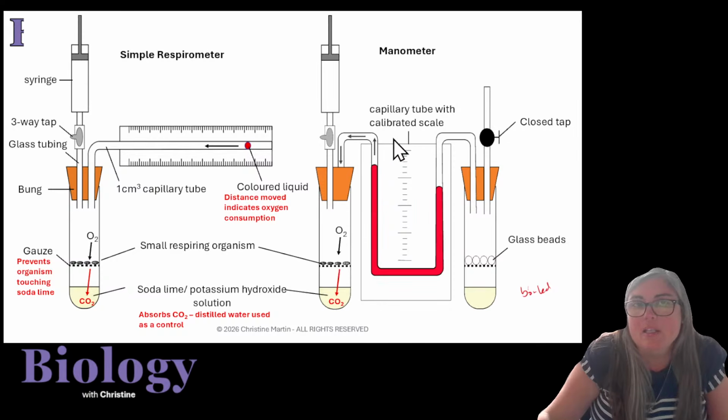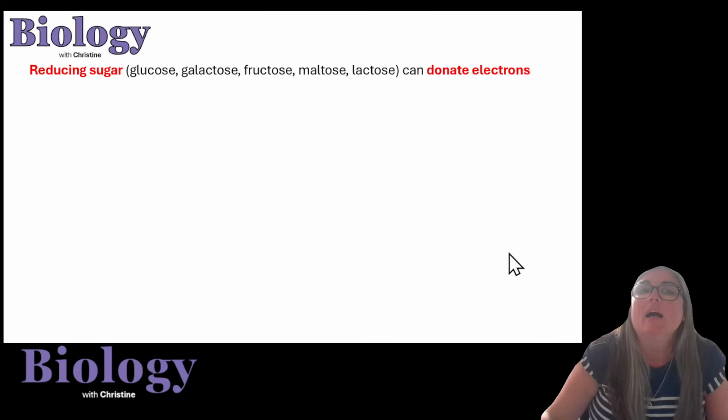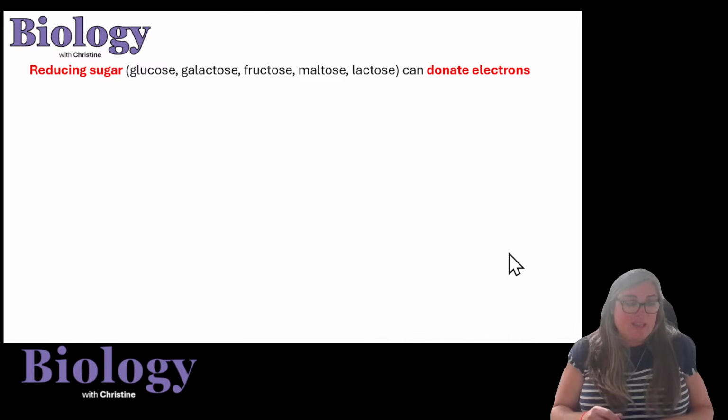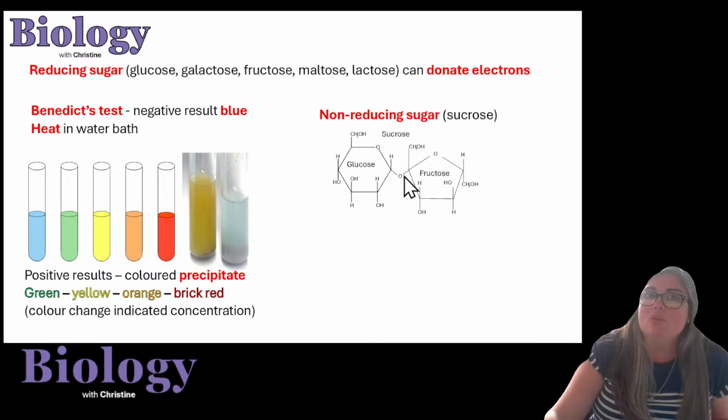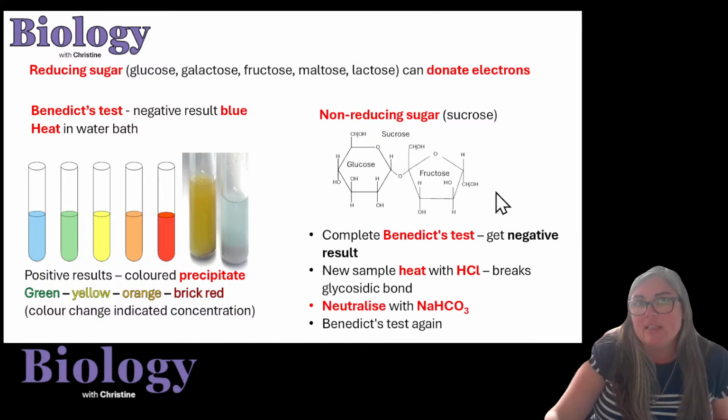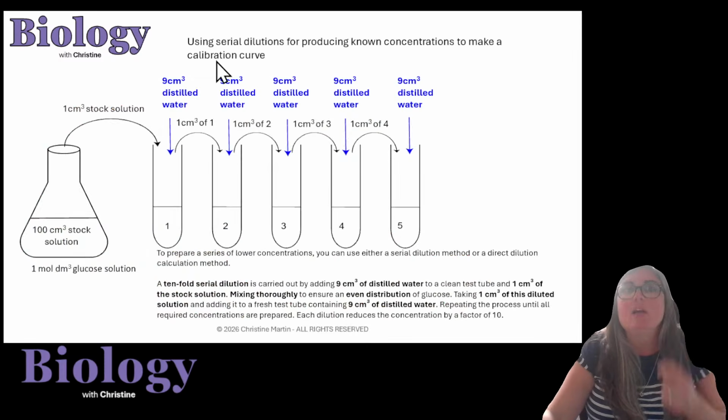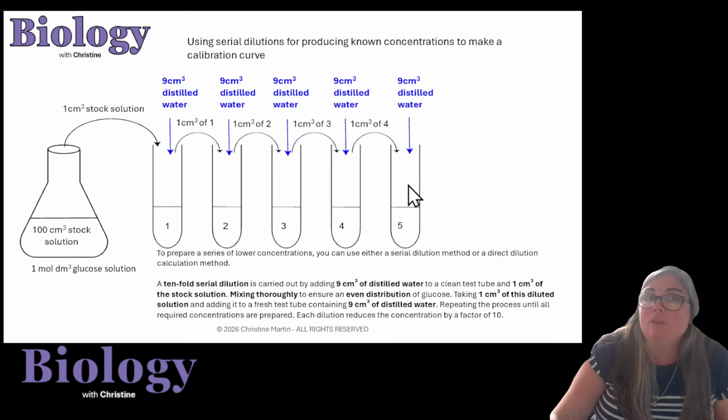So yeah, if we're doing this, we would obviously expect that to move, and we'd want to calibrate it, and this would be used as a control. Now, they could link that to your reducing sugar test. So obviously, you know you've got your Benedict's, you know you've got your non-reducing sugar test. You should know the key things. You should know how to do a serial dilution.